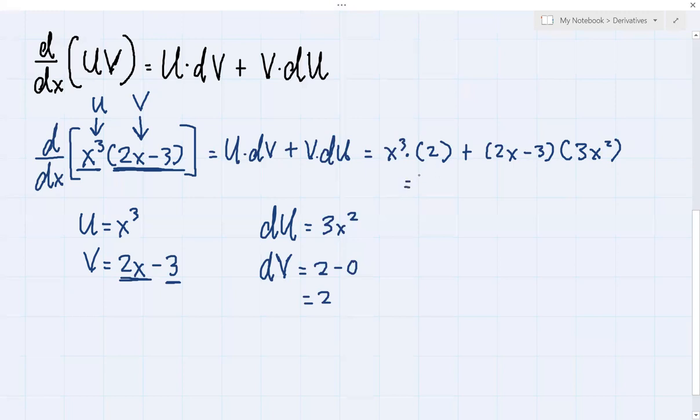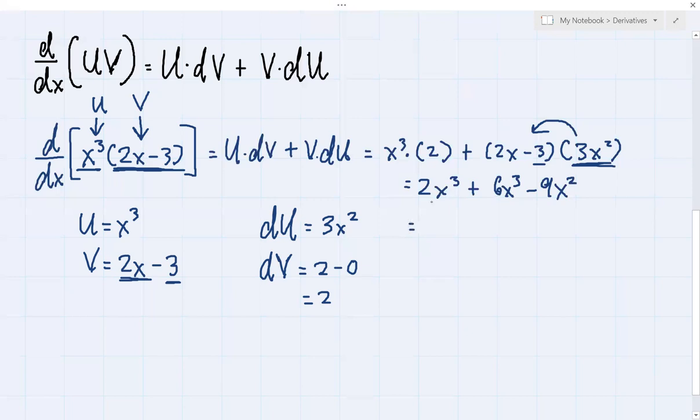Expression. So, x cubed times 2, magiging 2x cubed. Tapos ito sa second term, ang gagawin ko is I will distribute 3x squared to this expression. So 3x squared times 2x magiging 6x cubed. Okay? Then 3x squared times negative 3 magiging negative 9x squared. See? That's it.